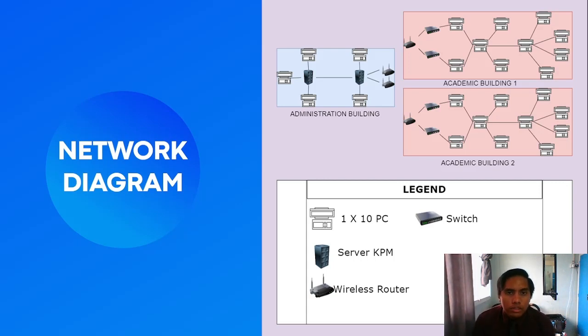Why do we use two routers in the administration building? This is because we want to save our data. If one of the routers is broken, then we can use the other router.